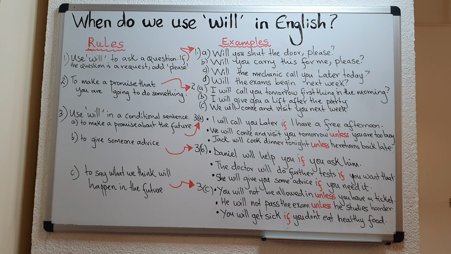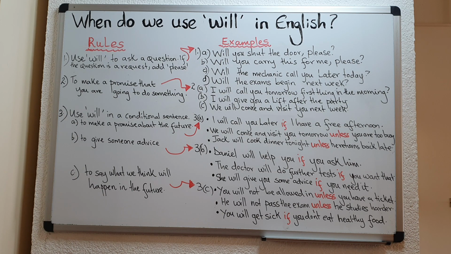Now, you notice that all the examples in 3a, 3b, and 3c, we have the words if, unless, okay? And all these words, or you can also use but, indicate that the sentence is a conditional sentence. And a conditional sentence is a sentence in which one thing depends on another one.